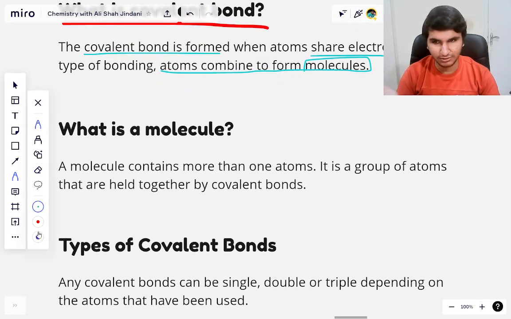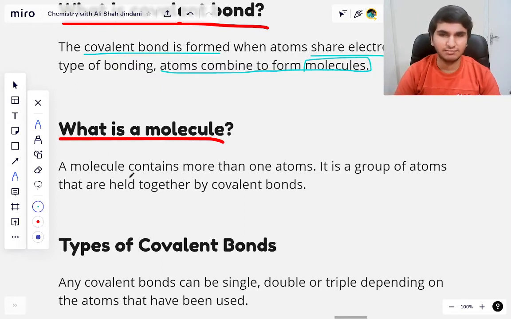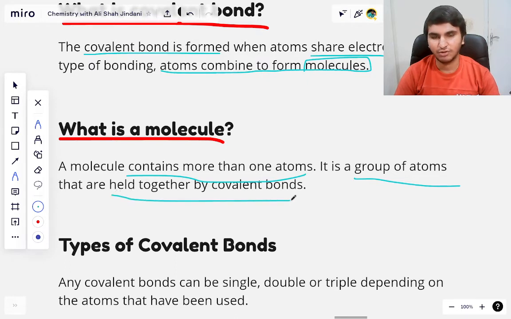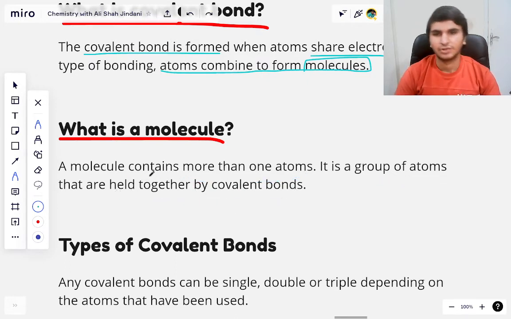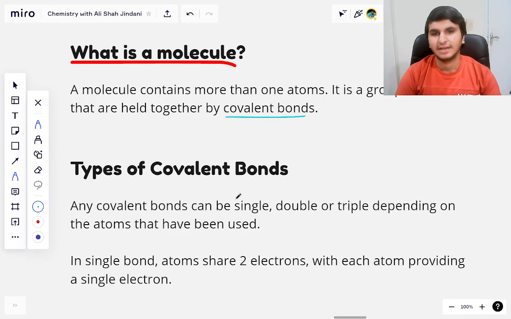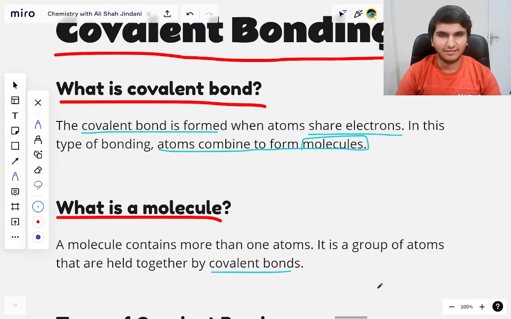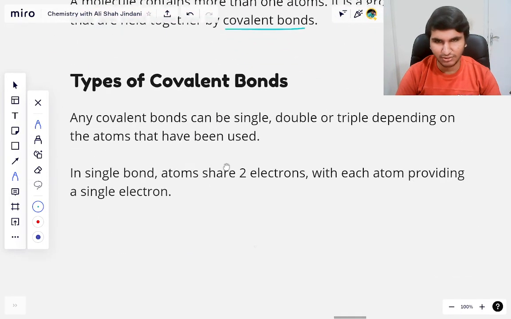What is a molecule then? A molecule contains more than one atom, and it is basically a group of atoms that are held together by covalent bonds, right? So a molecule is basically when you have 2, 3, or 4 atoms combined together. That is called a molecule, and they are held together with covalent bonds. Now, this is a very rough idea. We are going to discuss more about covalent bonds.